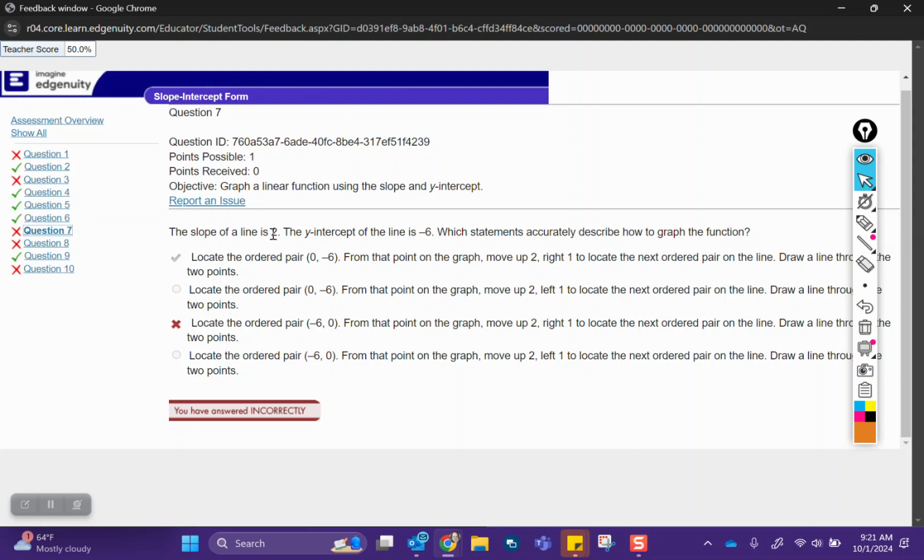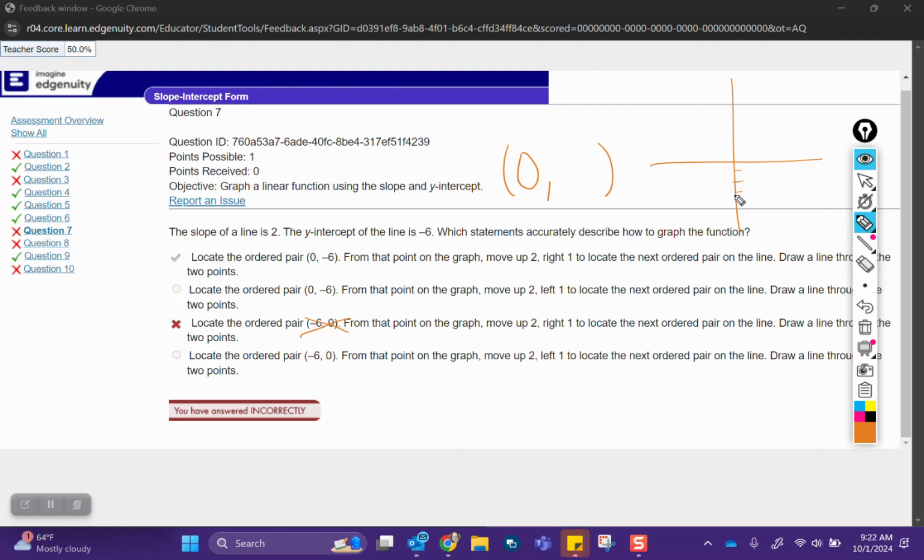The slope of the line is 2. The y-intercept is -6. Which statements accurately describe how to graph? So we're going to go to 0, -6. So you have the y-intercept backwards. The y-intercept is always 0, something, because on a graph you don't go anywhere left and right, which is the x direction. And in this case we're going 0 left or right, and we're going down 6. So there's the ordered pair. It does look like you had the slope right, up 2, right 1, because it is a positive slope.